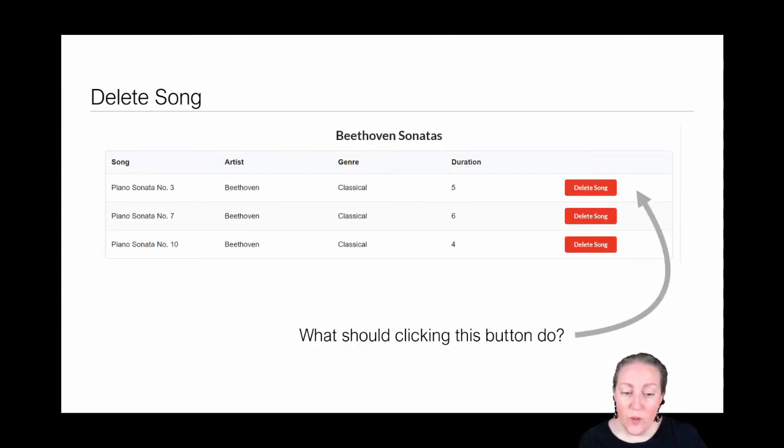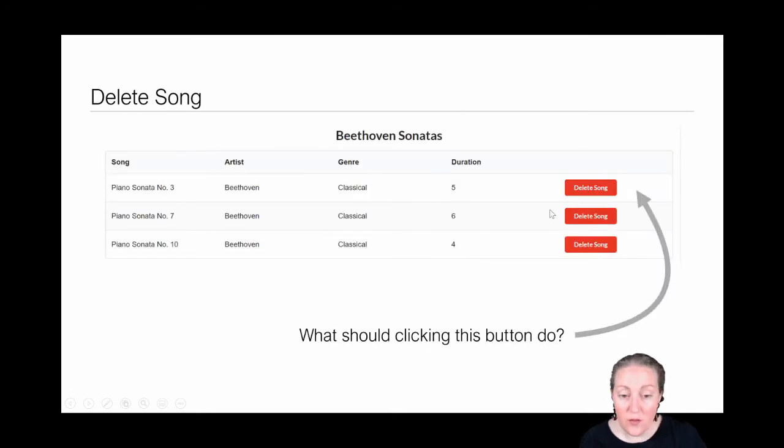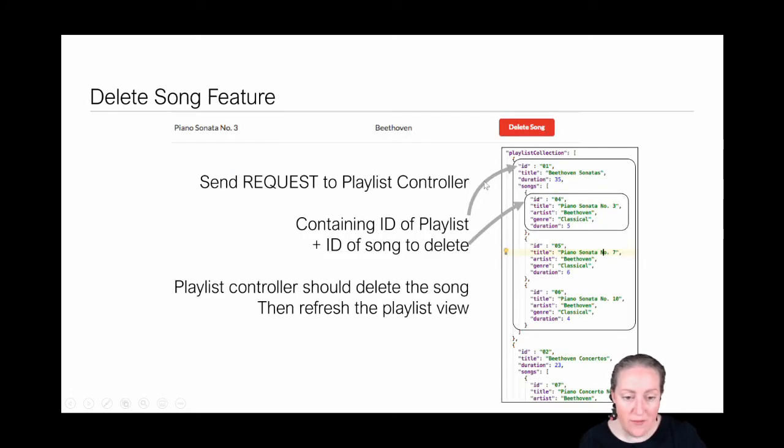Next then, when we click this button, we want the song to be deleted, like I just showed you in the app. What we're going to need to do is to be able to target the song within the playlist that we want to delete. So let's say Beethoven Sonatas is my first playlist, and this is the third song within it. We want to be able to target specifically the first playlist and the third song, that would be this one here, within that.